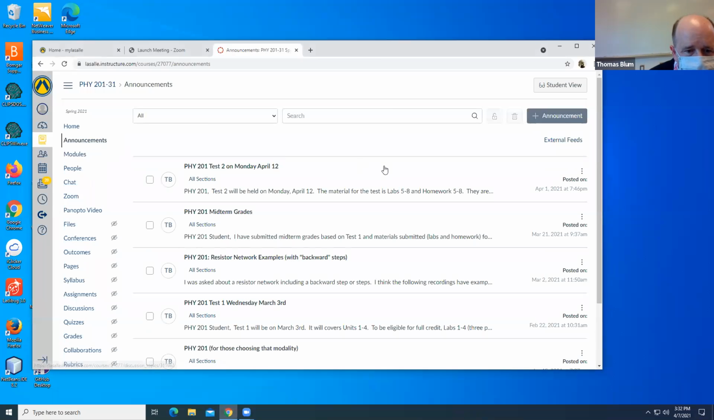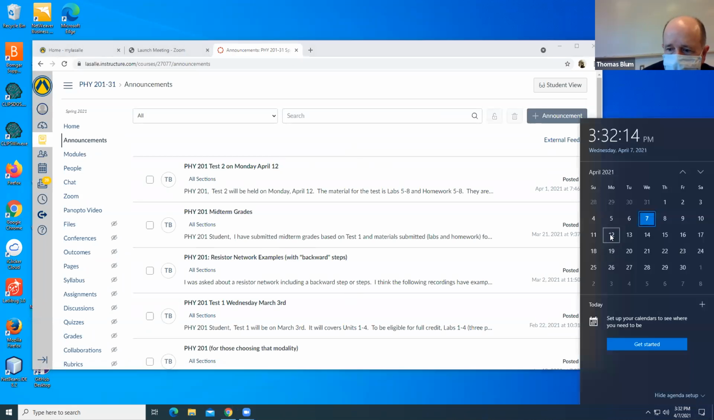So first thing, I'll remind you that Monday will be test 2. Test 2 covers the material of units 5 through 8. So that's labs 5 through 8 and homework 5 through 8. There'll be at least one question on the book from chapters 5 through 8. And then the material on the test is labs 5, 6, 7, and 8 with all their parts.